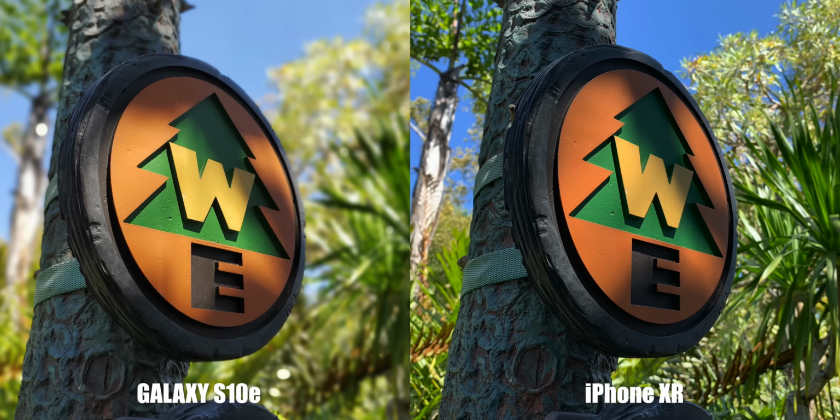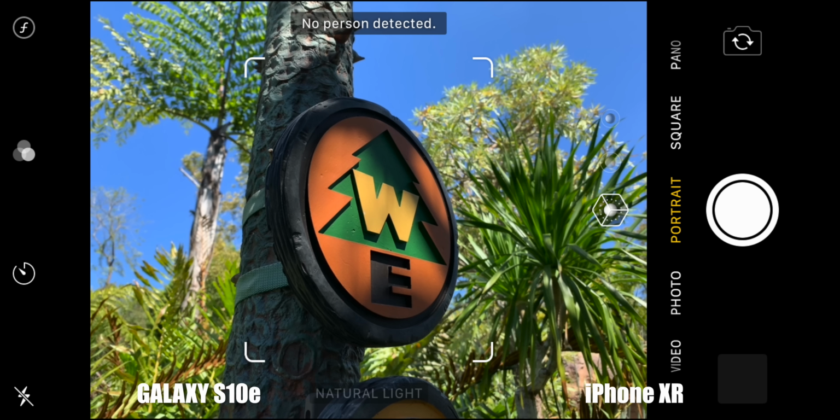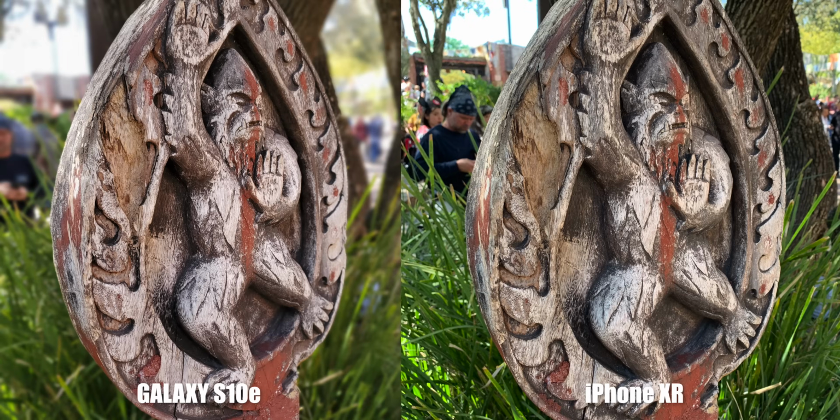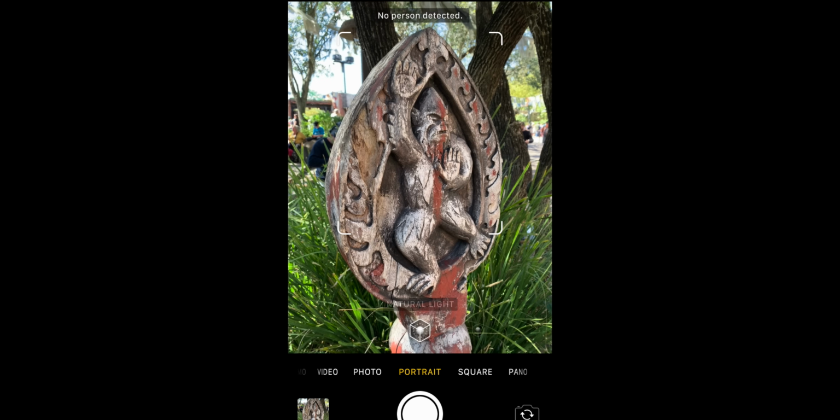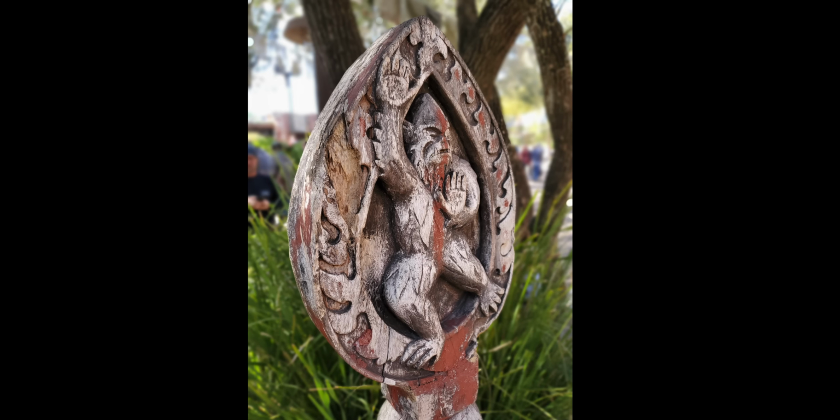The one thing to note is that on the stock app, the iPhone XR cannot take portrait shots of non-human subjects, so if you try to do that, you'll get this "no person detected" message, which I wish they would change. The XE though can take portrait mode of anything, so keep that in mind.